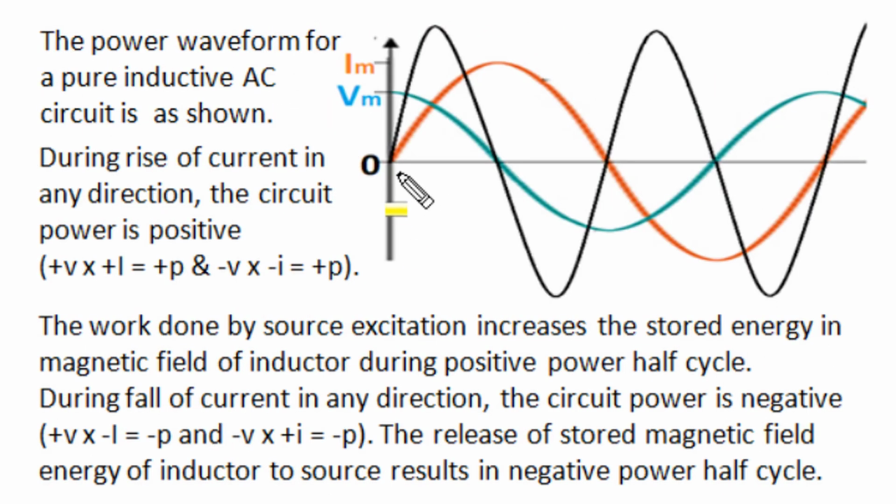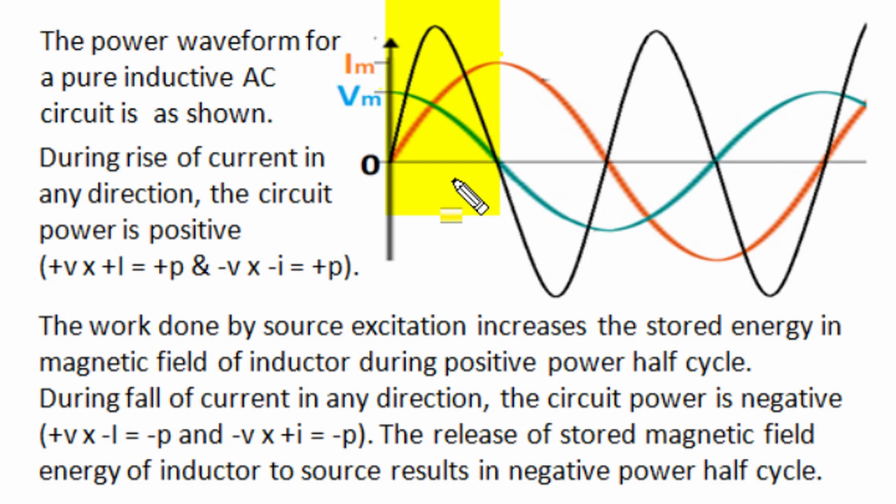In a pure inductive circuit, the sinusoidal alternating current, shown by the orange wave, lags the sinusoidal alternating voltage by 90 degrees phase difference. Here voltage is in cyan wave shape and current is in orange wave shape, and the instantaneous power, the product of instantaneous voltage and instantaneous current, is shown by the black wave, which is a double frequency sine wave. When current completes one cycle, this power completes two such cycles.